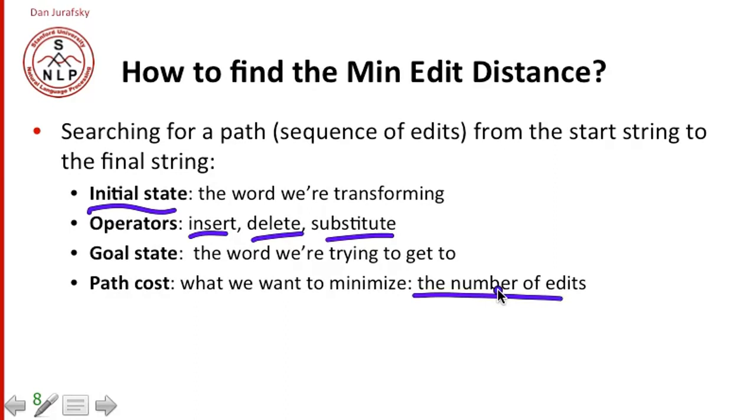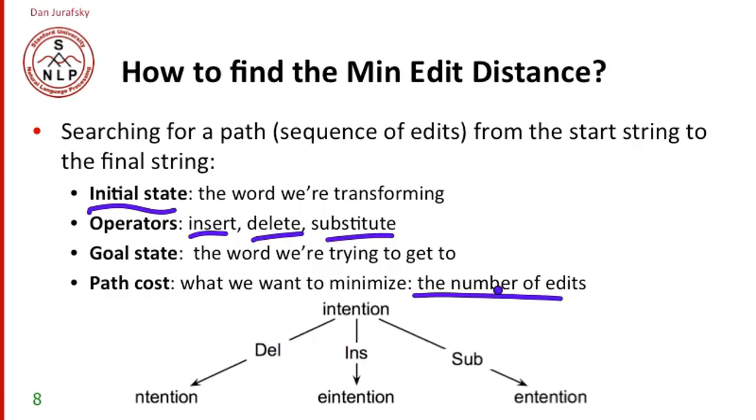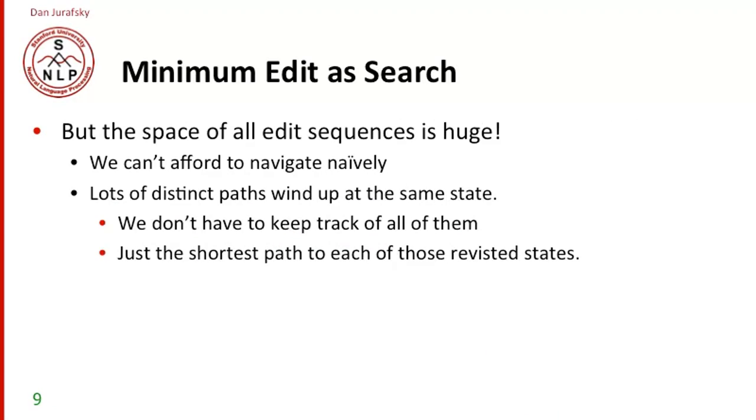That's our path cost. So, for example, from "intention," here's a piece of a path. From intention, we could delete a letter and end up with "ntention." We could insert a letter and end up with "intention" with an extra letter, or we could substitute a letter and end up with another variant. These are pieces along a path that would go from intention all the way off the screen here into all the possible ways you can transform intention into something. So this space of all possible sequences is enormous. We can't afford to navigate naively in this sequence.